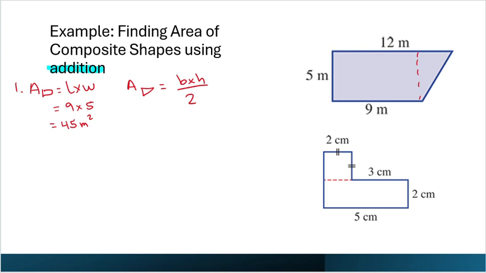But the thing is, we don't know what either of those are. So you have to do some reasoning here. If you have a look here, I've got this listed here as 12 meters. This 12 meters is actually the length of the whole thing here. This whole line.